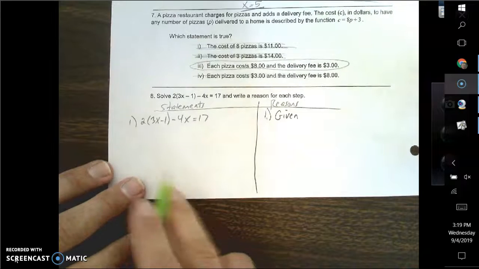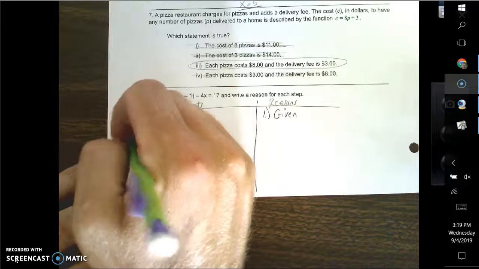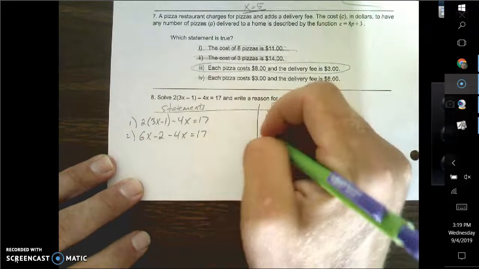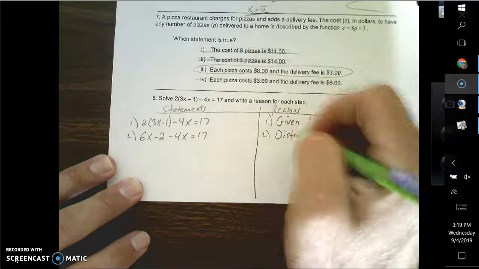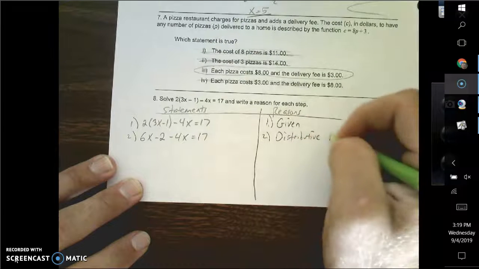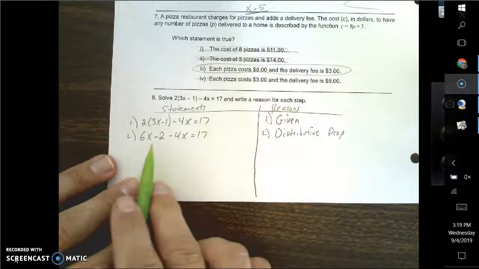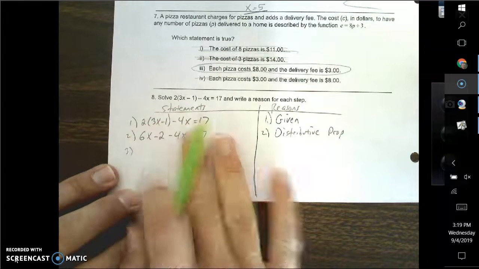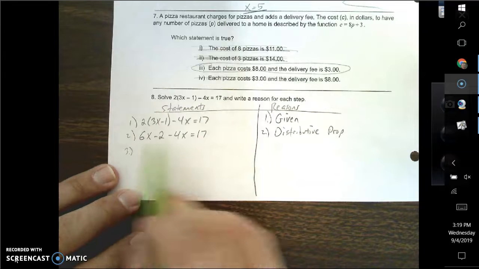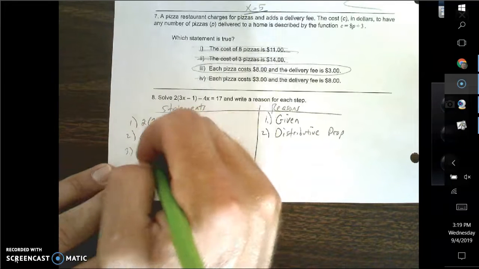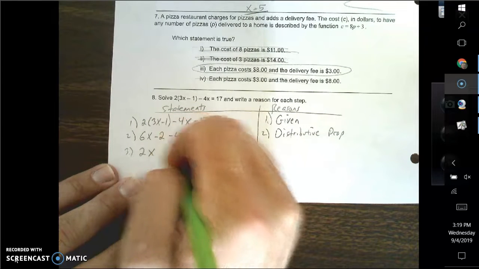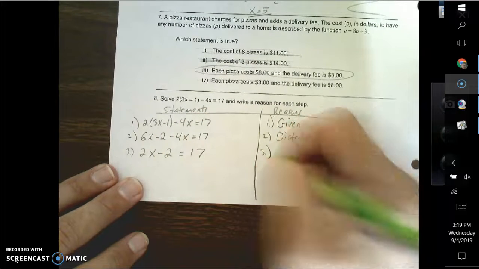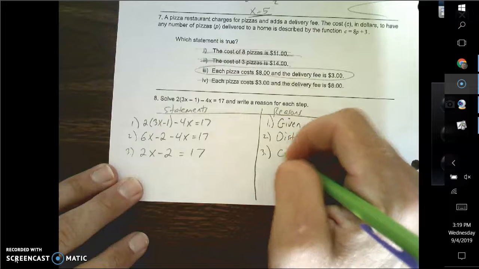Okay, so the first thing we want to do here is we want to distribute. So we're going to get 6x minus 2 minus 4x equals 17. Distributive property. Now, like we talked about just yesterday in the notes, we want to combine like terms. Okay, so they're on the same side of the equation. So 6x minus 4x gives me 2x. Okay, so 2x minus 2 equals 17. That is simplify or combine like terms.